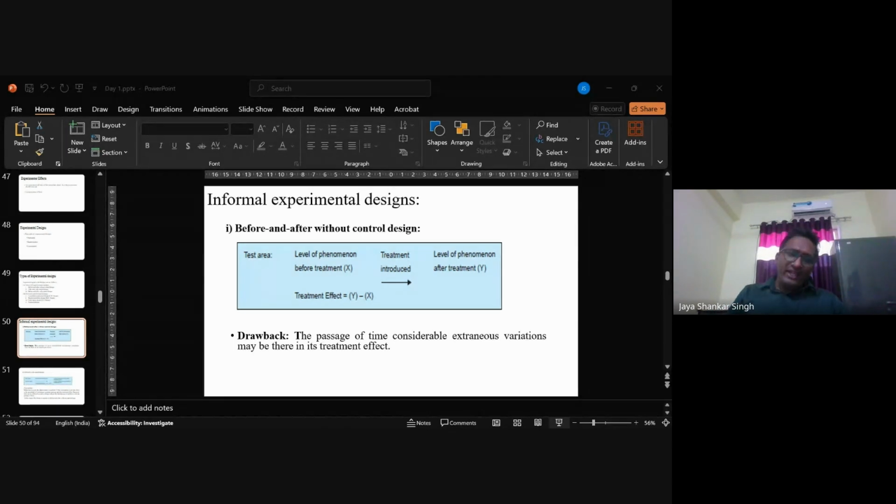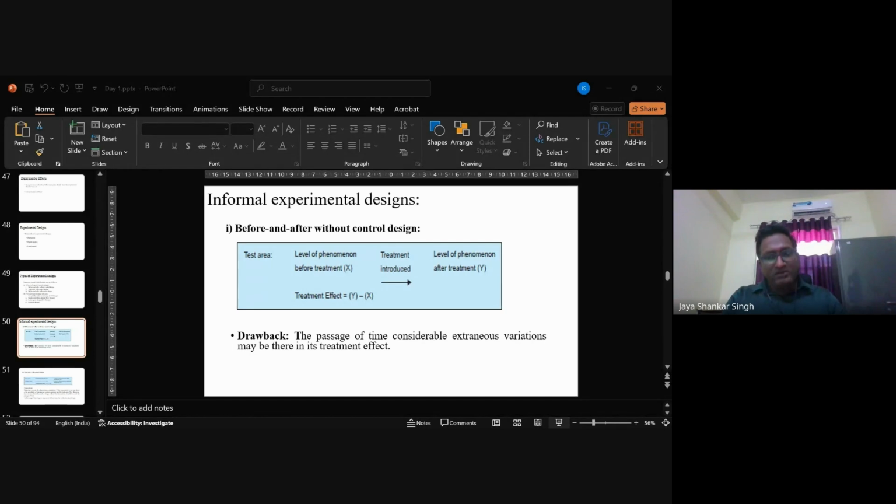Okay, in after only with control design, what happens? You will have a control area and a test area. And you will introduce the treatment and then measure the phenomena only after introducing the treatment. In the control area, what happens? You are not introducing any treatment. So suppose in a test market, I introduce the marketing campaign, some promotional activities, 20% off, 30% off, and look at the increase in sale in that particular test area.